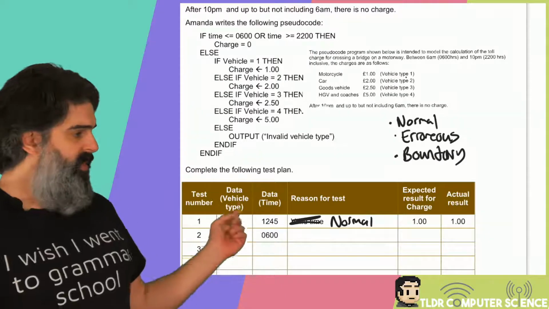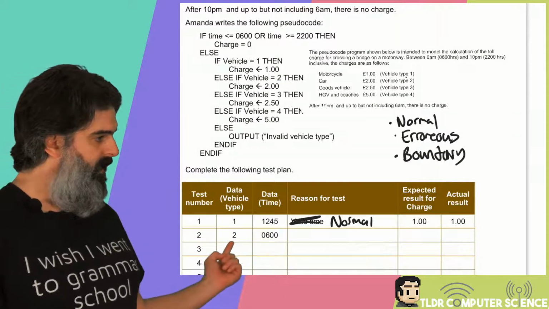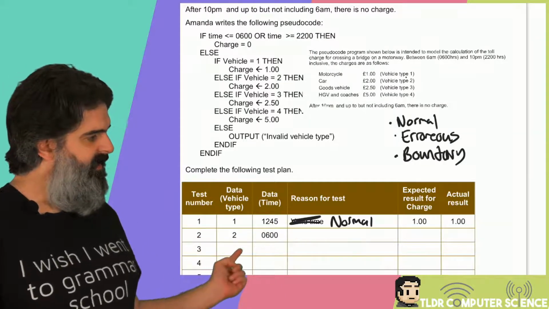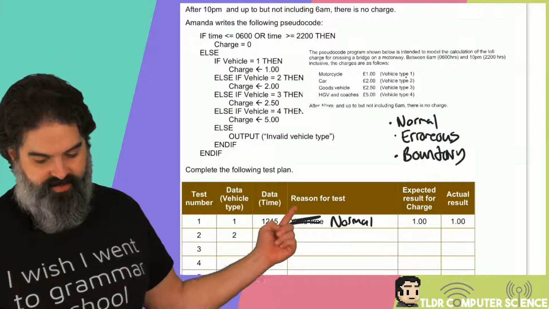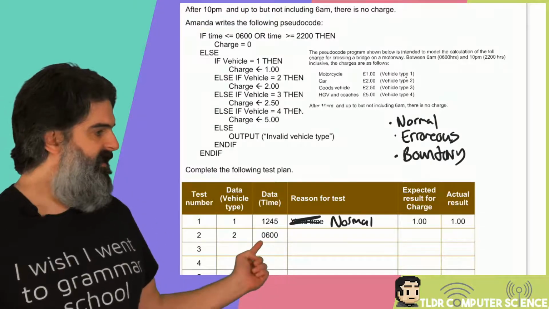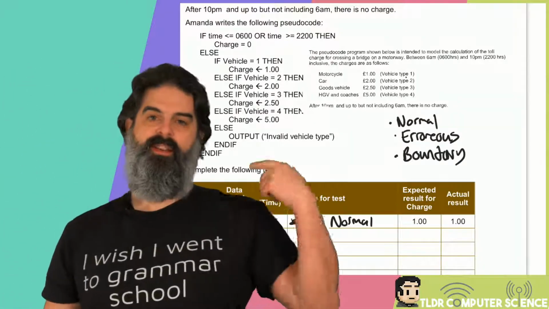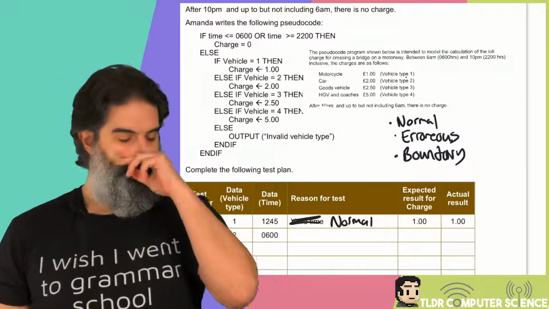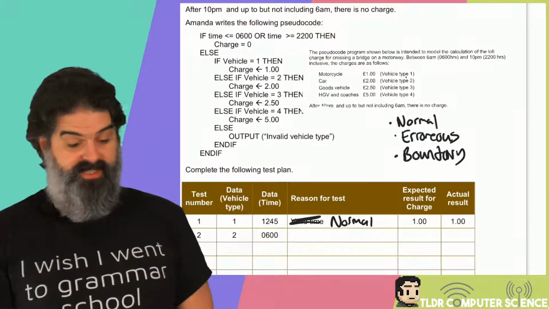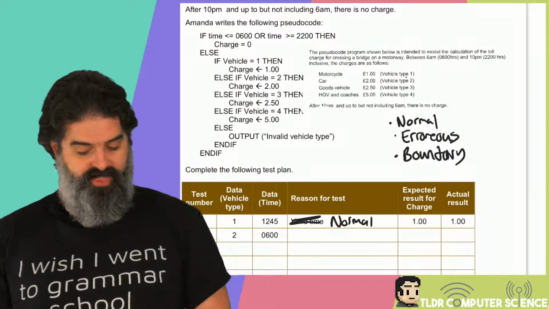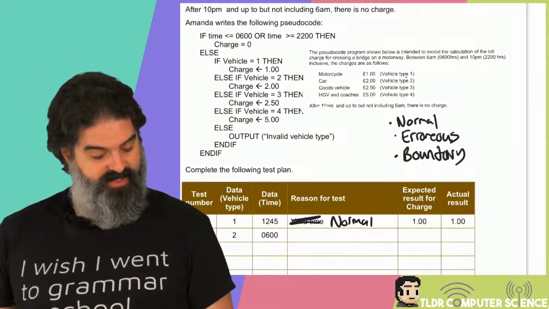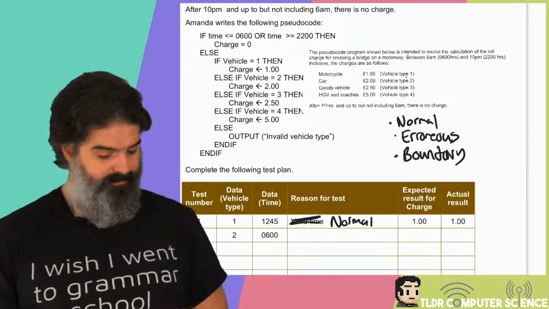So for my second test, I'm testing vehicle number 2, which is a car. I'm testing at 6 a.m. What kind of a test is that? Is that a normal test, erroneous test, or a boundary test? So testing at 6 a.m., is that going to be a normal test, an erroneous test, or a boundary test? What do you reckon, guys?